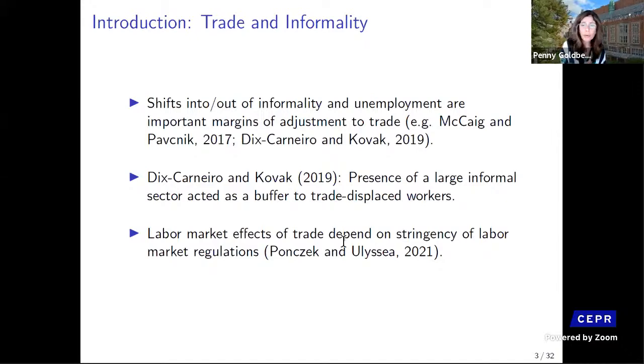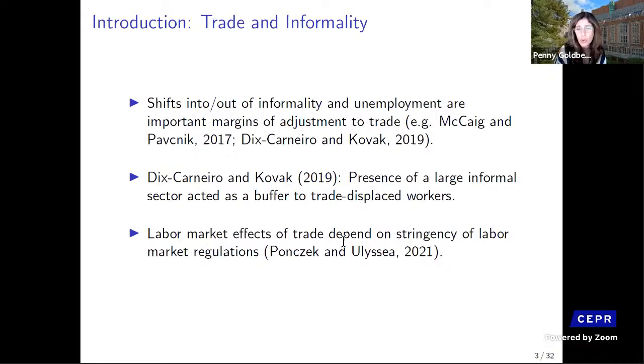And they show that what happened in Brazil is in the short run, the regions that were more exposed to trade liberalization experienced an increase in unemployment. However, in the long run, unemployment declined, so employment levels returned to their former level, but there was an increase in informality. And that led them to the hypothesis that perhaps informality acts as a buffer when countries are faced with trade liberalization. So without informality, unemployment might be higher.